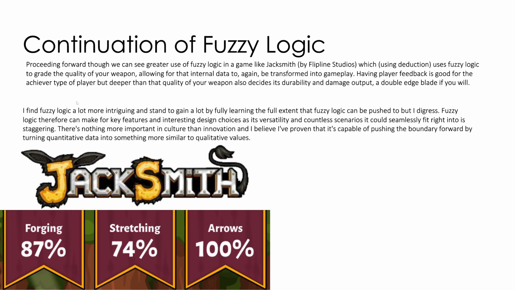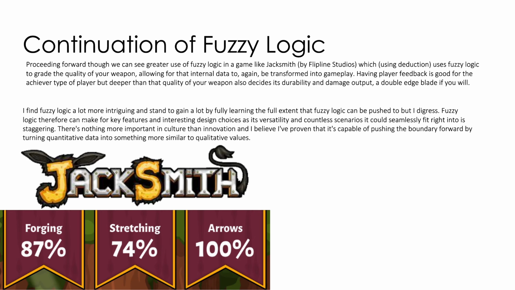Continuation of fuzzy logic. Proceeding forward through, we can see greater use of fuzzy logic in a game like Jacksmith by Flipline Studios, which, using deduction, uses fuzzy logic to grade the quality of your weapon, allowing for that internal data to again be transformed into gameplay. Having player feedback is good for the achiever type of player, but deeper than that, the quality of your weapon also decides its durability and damage output, a double-edged blade, if you will. I find fuzzy logic a lot more intriguing and stand to gain a lot by fully learning the full extent that fuzzy logic can be pushed to, but I digress.